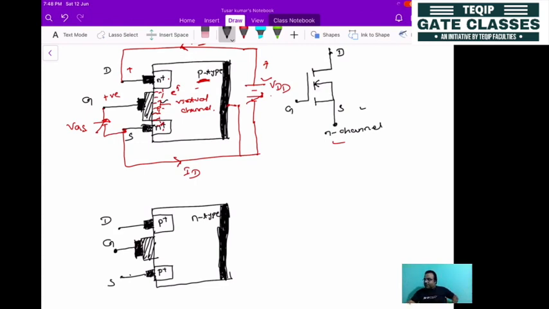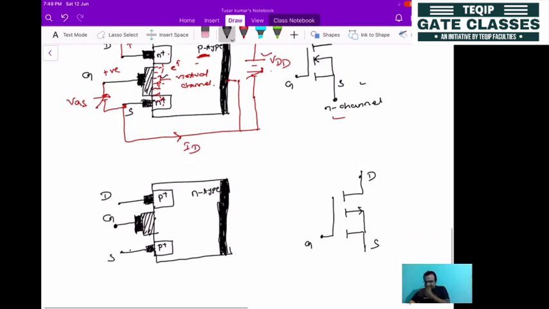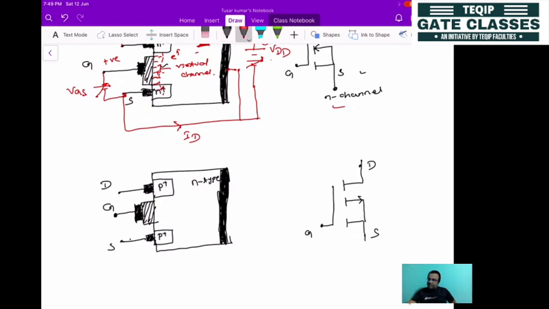Then what will be the symbol? The symbol will be like the previous one, the only change will be the arrow mark. Okay, so here a discontinuous line. So here will be the drain terminal. This one will be the source terminal, and this will be the gate voltage. And this terminal will be connected here. But as it is a P channel type MOSFET, the direction will be opposite to that of the N channel. So this is the symbol for this.